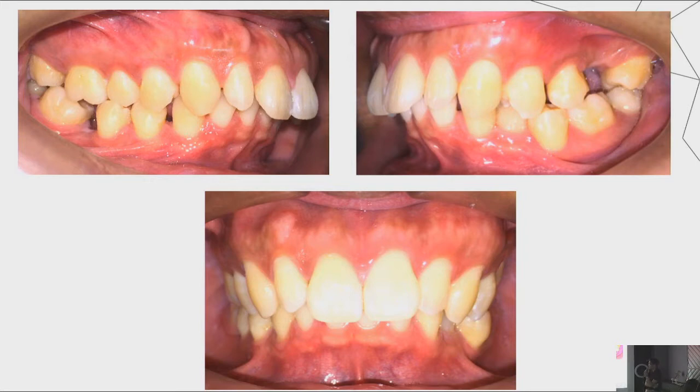So do you have to treat the lower immediately? No, not really. What you're supposed to do is first fix the upper and then go on to the lower once you're ready. Okay?